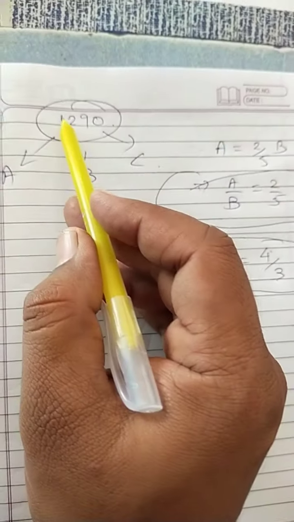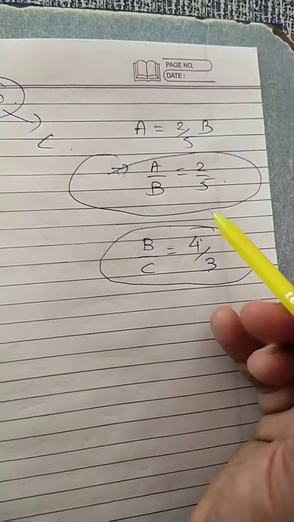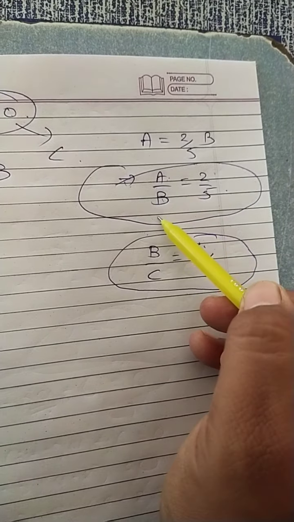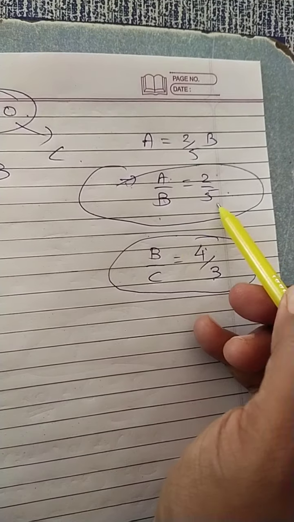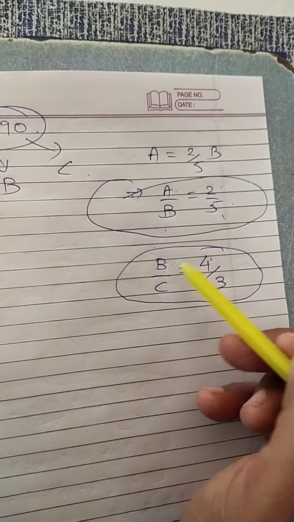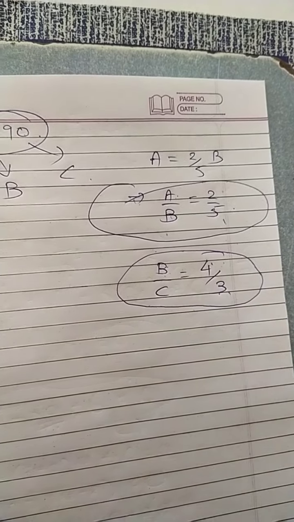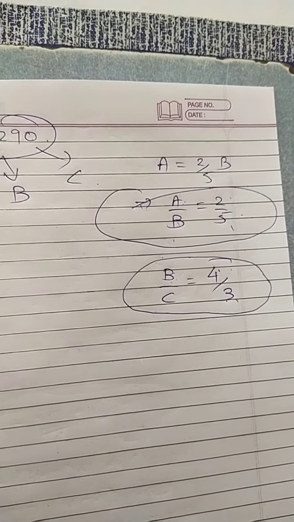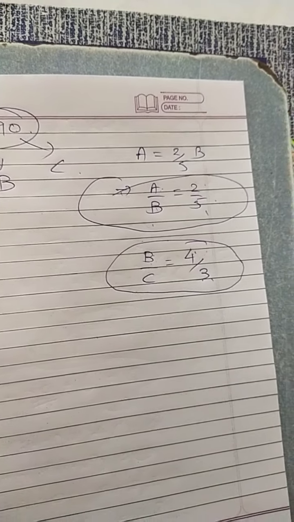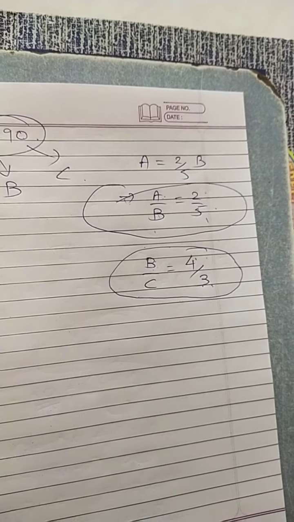Then if I want to divide 1290, let us assume that between A and B, A will get 2x rupees and B will get 5x rupees. Similarly, in the second ratio of B and C, B will get 4x and C will get 3x. But what would I do if I want to find the ratio? It is the easy one.